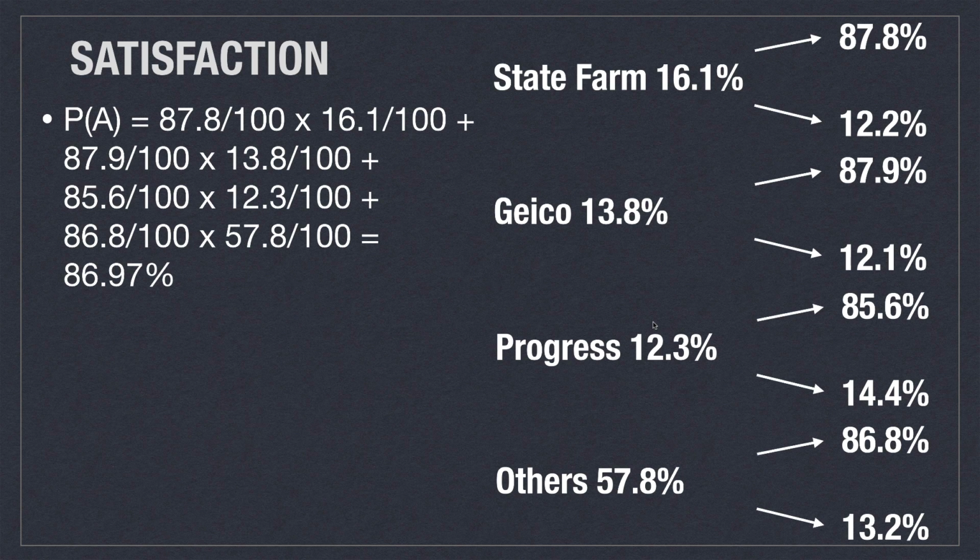If I know the satisfaction ratings and the percentage of market share owned by different car insurers, I can find the probability that I will be satisfied with my car insurance. And all I need to do is add up those values, taken from here, this being the percentage of market share owned by each of the different companies, and over here where we represent the percentage of customers that are satisfied or dissatisfied. Add all those up and get 86.97%.